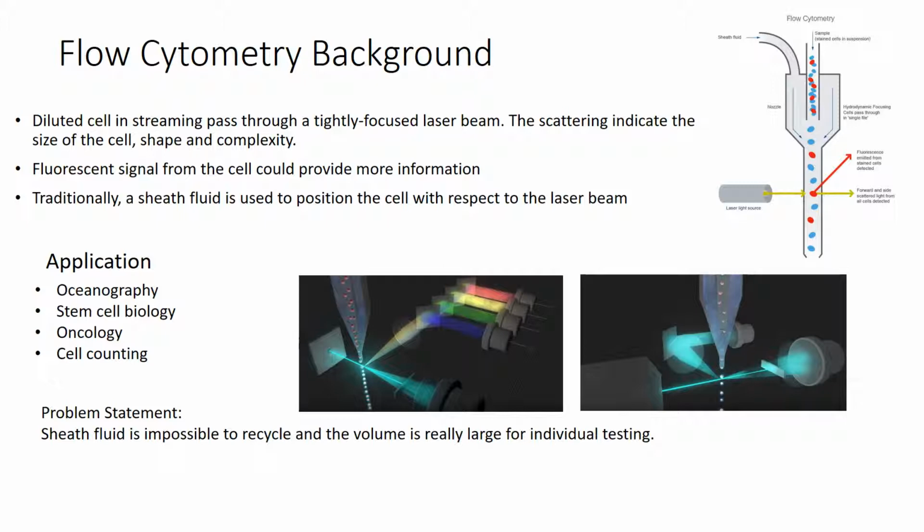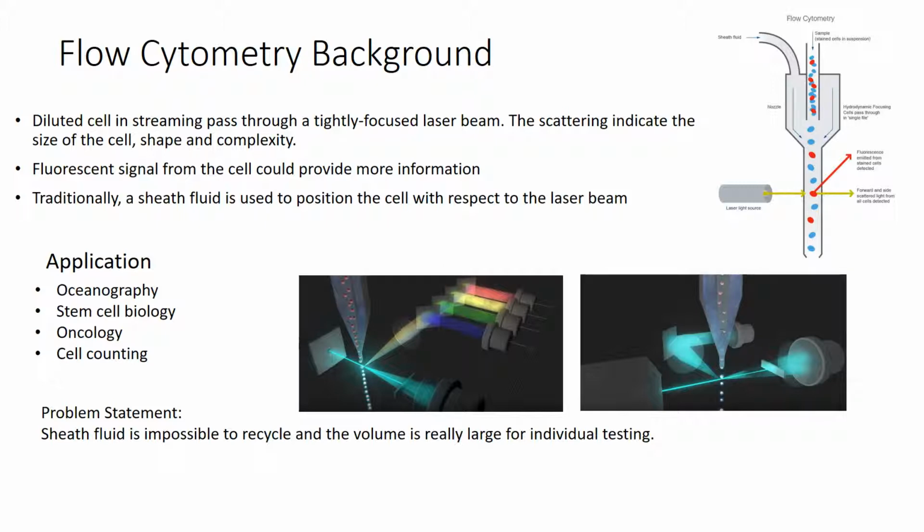The scattered laser beam has two directions, the forward direction and lateral direction. The forward direction can give the information of the size of the cell or particle. The lateral scattering can give the information of the complexity or shape of the cell or particle.